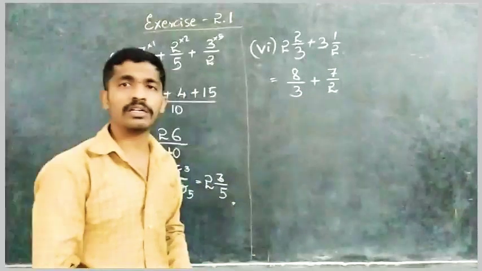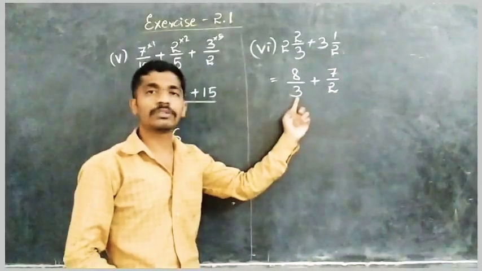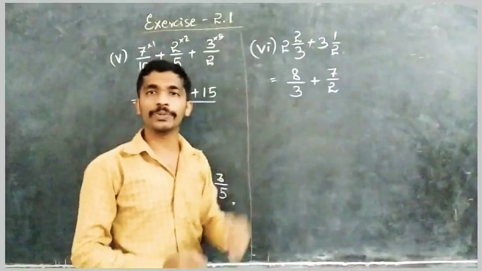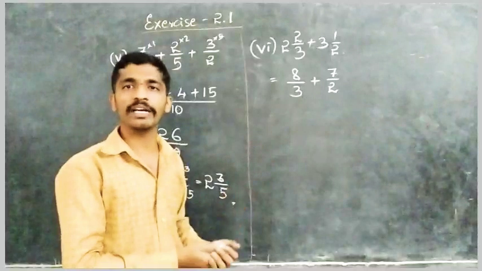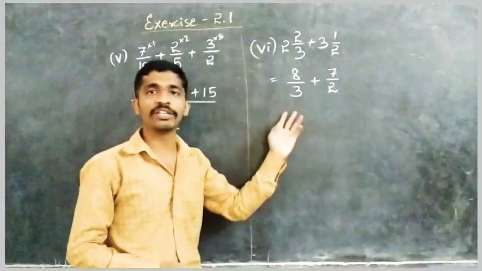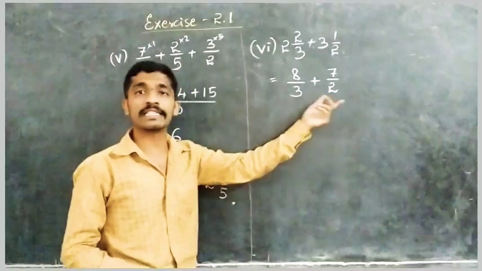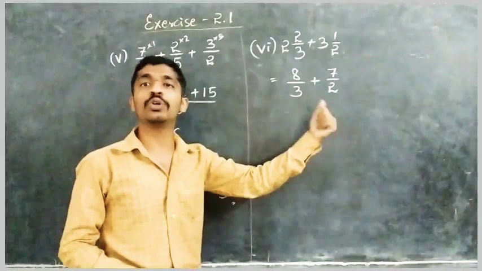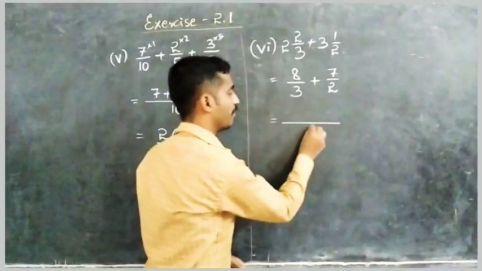Here denominators are different. So what you have to do? You have to do the LCM of 3 and 2. What is the LCM of 3 and 2? How to do? Again start with the bigger table. Which is the bigger one? 3. 3 ones are 3. 3 is there in 2 table? No. 3 2s are 6. 6 is there in 2 table? Yes. 2 3s are 6. So our LCM will be 6.